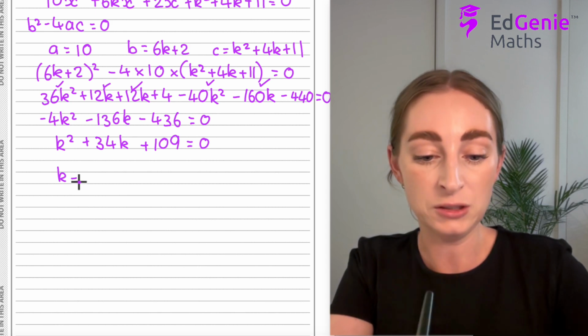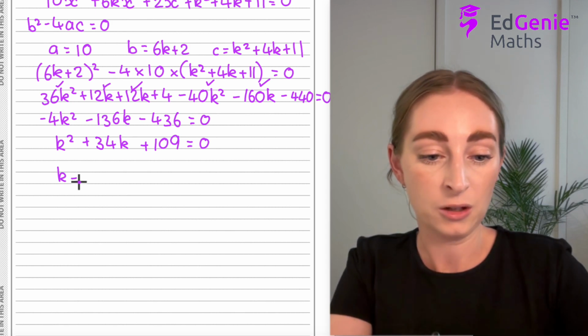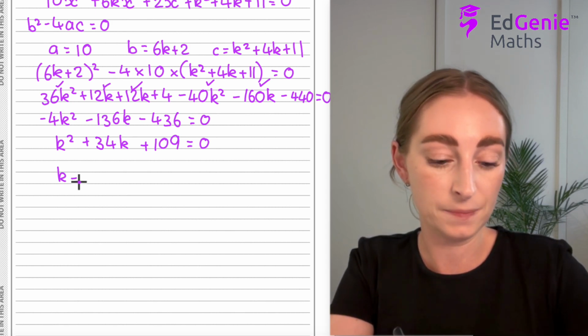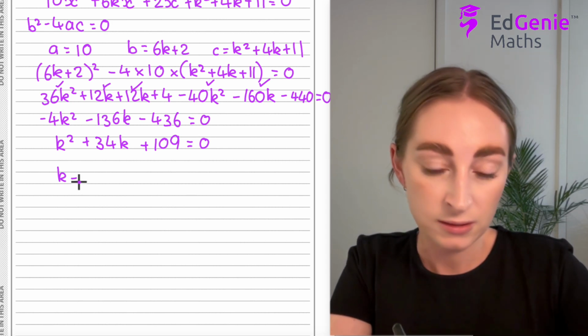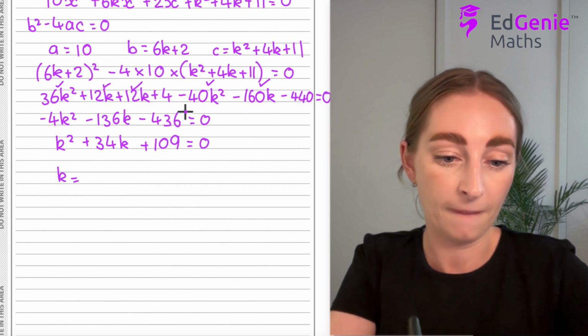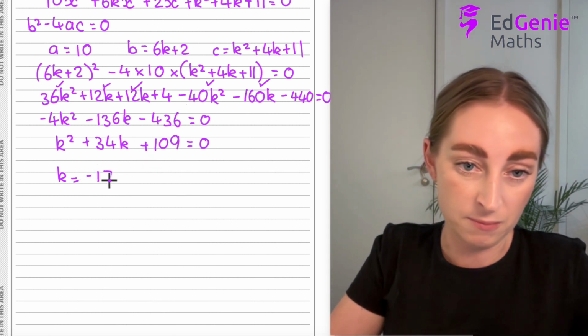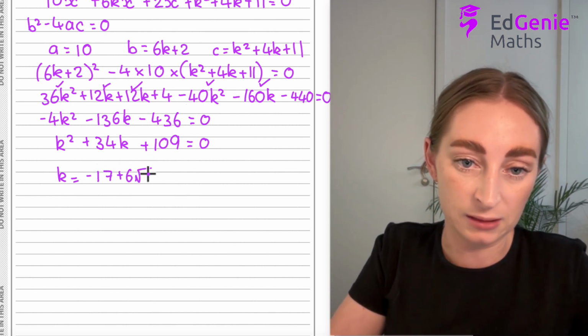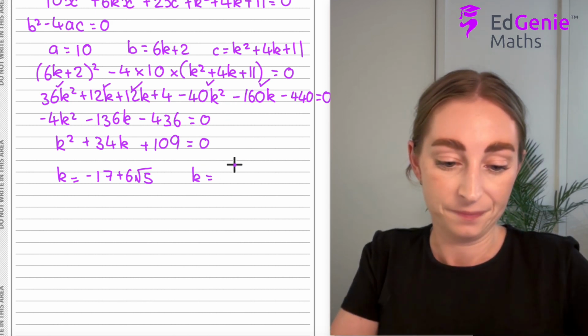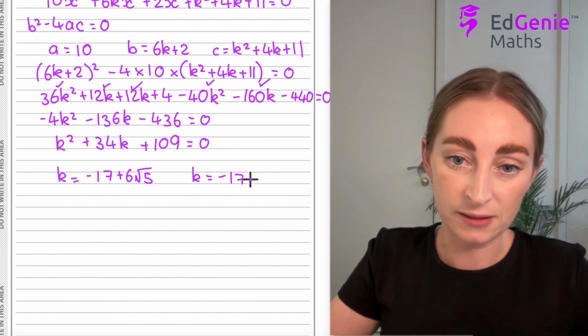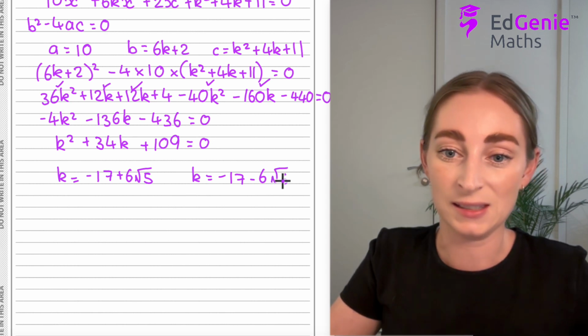So you go to Menu, Equations and Functions, polynomial, and it's squared, 34, 109. So we have got minus 17 plus 6 root 5, or minus 17 minus 6 root 5.